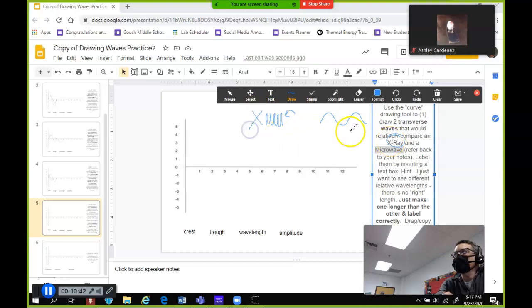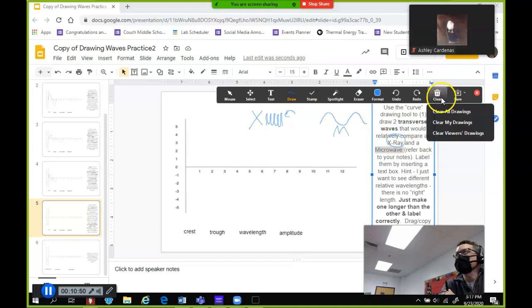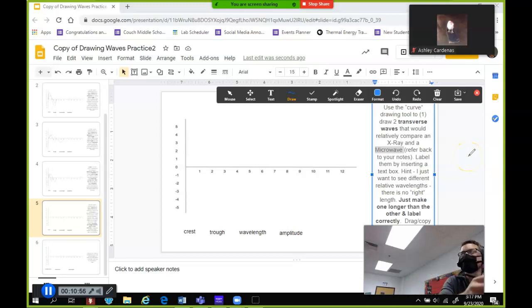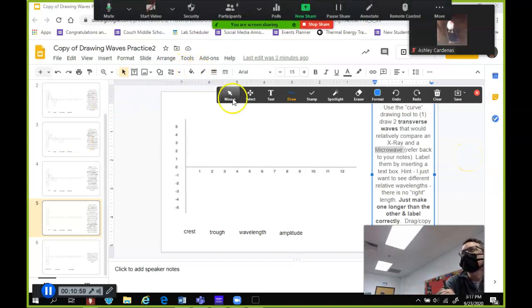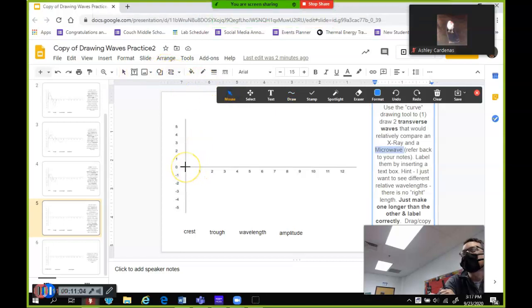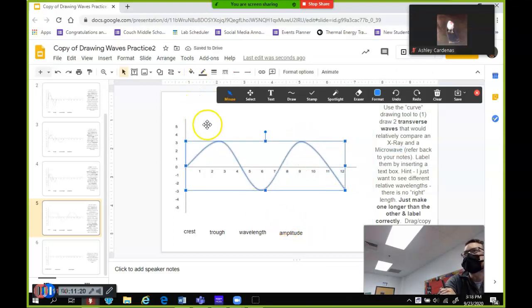So this is more like the X-ray, and this is more like the microwave. And I'm not asking you to draw a specific length of wave here. All that I'm asking you to do is to draw a relative comparison. That means we're just kind of comparing them to one another. So if I drew a couple of these, let me go up here and grab my little drawing tool. I might draw a microwave that would be, let's give it an amplitude of 3, and a wavelength of 6. So that might be my microwave.